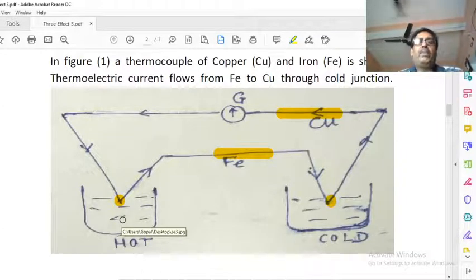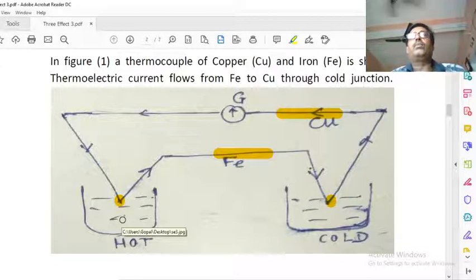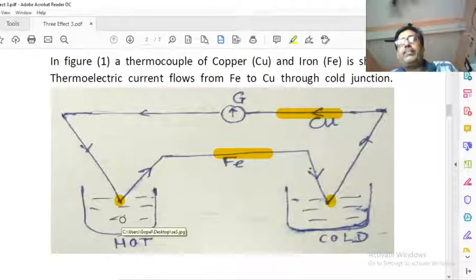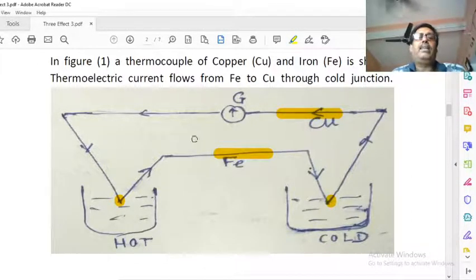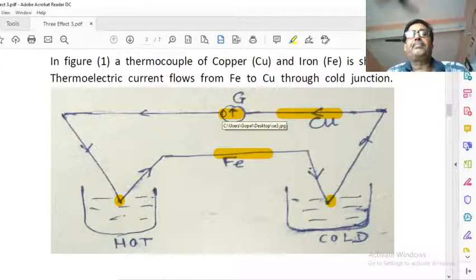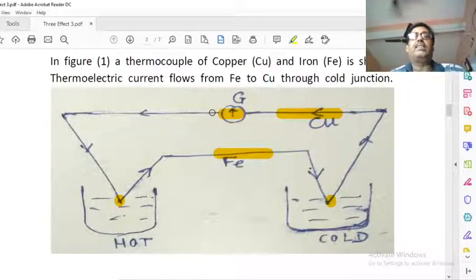If we do this arrangement, Seebeck did only this. He took two metals, joined at the ends, formed two junctions, one junction kept at high temperature, the other junction kept at low temperature, and he saw the deflection in the galvanometer. The deflection in the galvanometer confirms that current is in the wire.